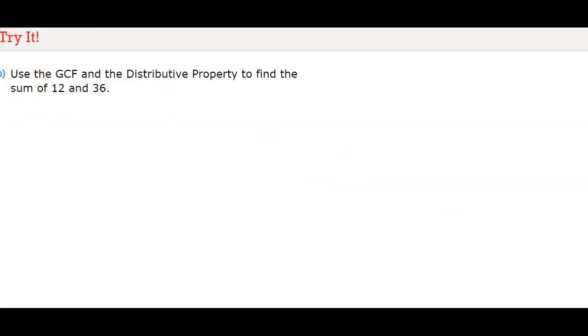Now let's look at this question. Use the GCF and the distributive property to find the sum of 12 and 36.